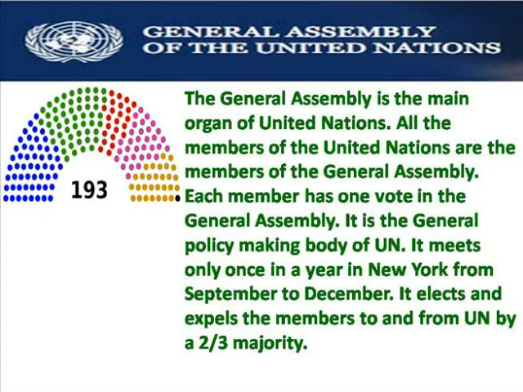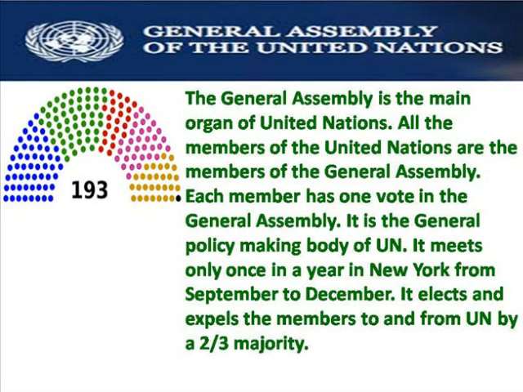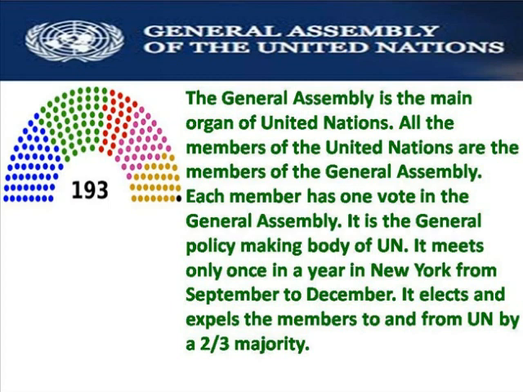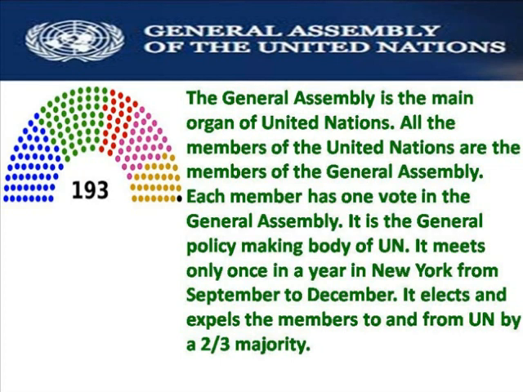The General Assembly is the main organ of United Nations. All the members of the United Nations are the members of the General Assembly. Each member has one vote in the General Assembly. It is the general policy making body of UN. It meets only once in a year in New York from September to December. It elects and expels the members to and from UN by a two-third majority.